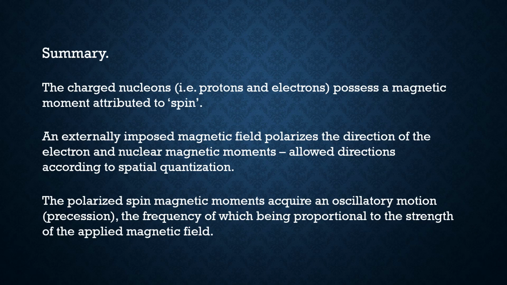So in summary, the charged nucleons, namely the protons and electrons of the atoms, possess a magnetic moment attributed to spin. They also have orbital angular momentum, but in most cases, the orbital angular momentum is small and doesn't get included. You only see orbital angular momentum included in the magnetic moments of electrons associated with transition metal ions.